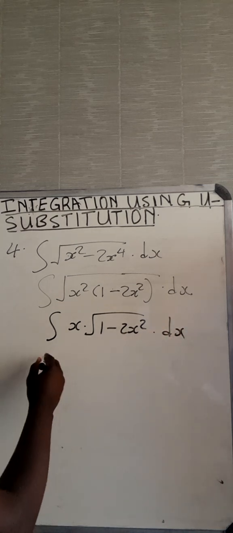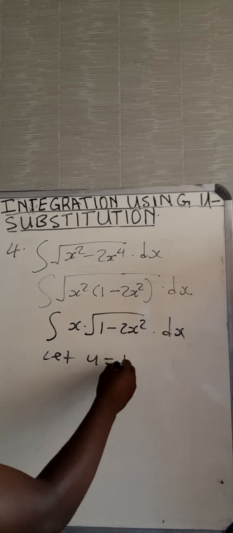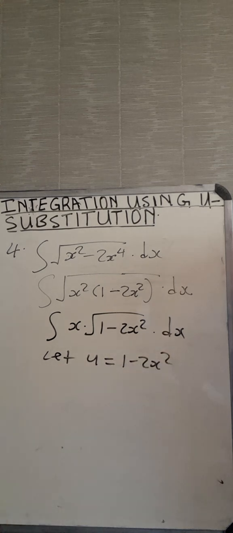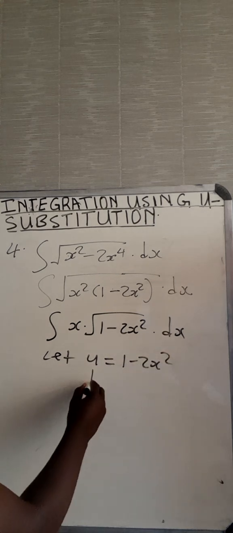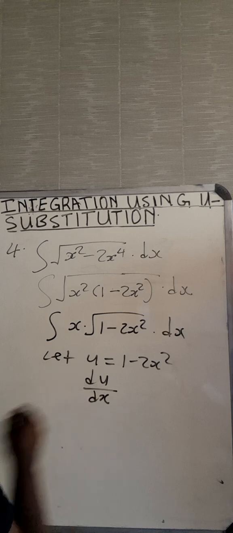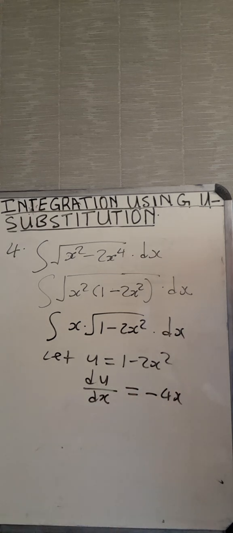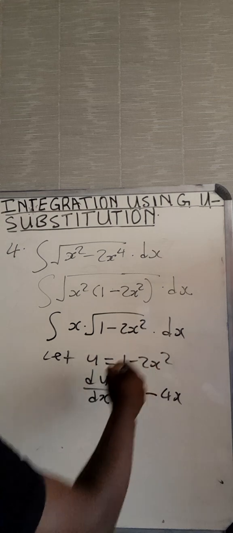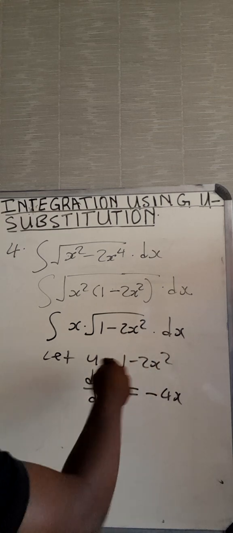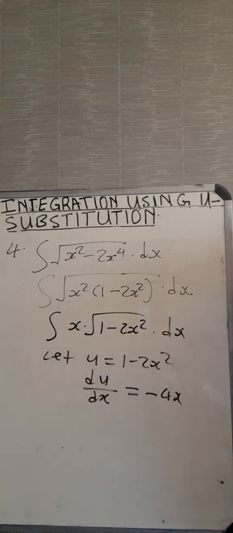So then if we now let u be 1 minus 2x squared, then we can differentiate with respect to x and we'll get minus 4x, because the derivative of a constant is 0, and the derivative of minus 2x to the power 2 is just minus 4x.